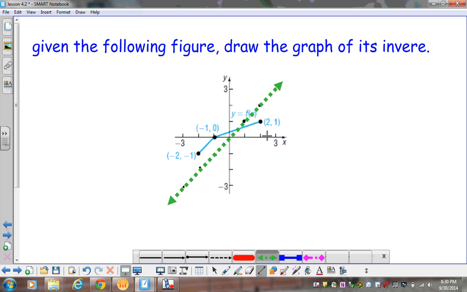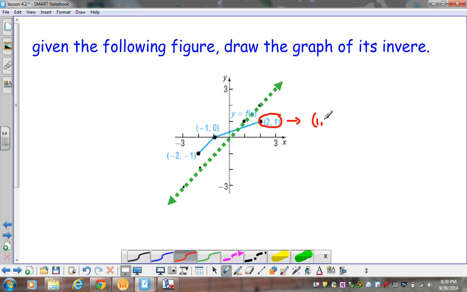The following figure: draw the graph of its inverse. Remember, to find an inverse, we just take my x and y values and flip them. Let's look at this first point. This first point is at the point 2, comma 1. So the inverse of that should be the point 1, comma 2, because we just take the x and y values and flip them. If I go to 1, up 2, right here, that's where my point should be. Same thing here. Negative 1, 0: if I flip them, that should be the point 0, negative 1, which will be right here. So that's that point.